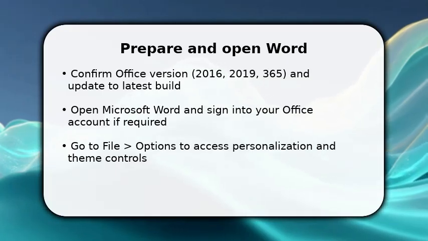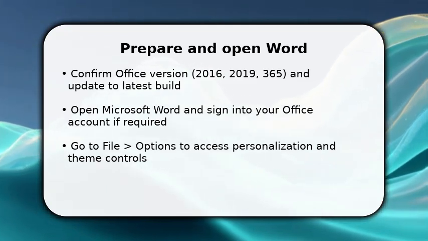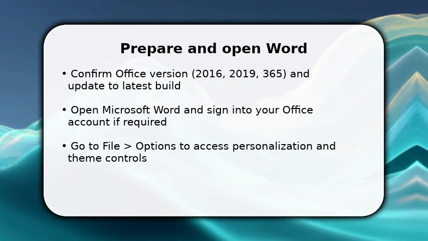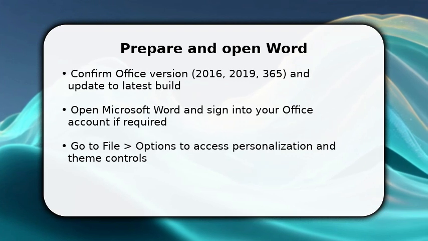You start by confirming Office is updated and then open Word. This prevents missing theme settings. Once done, sign into your Office account so theme changes sync across devices.